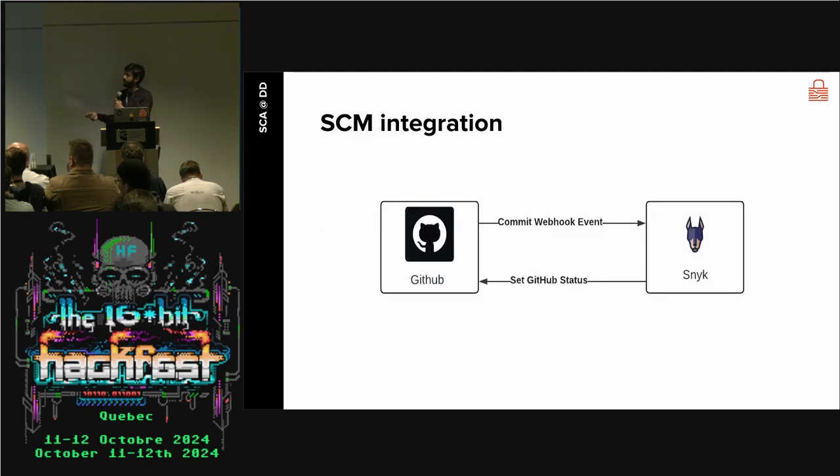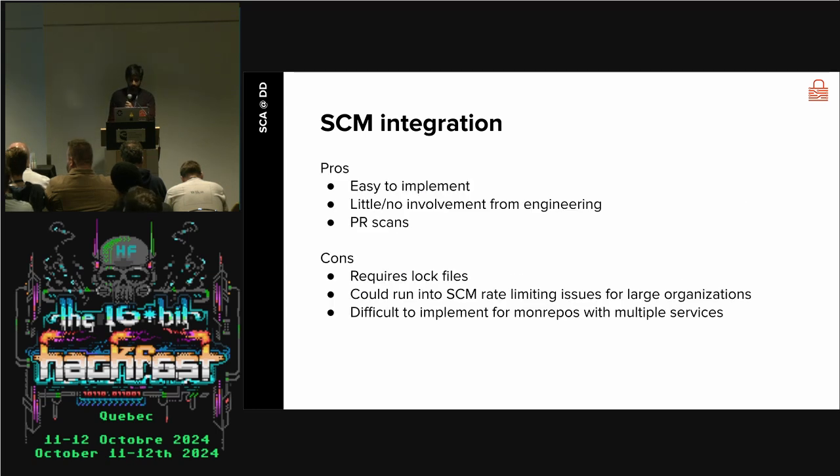The second approach that we considered is an SCM integration. So in this case, the vendor will integrate with your SCM, GitHub in our case, listen to some commit events, and asynchronously scan the code on their end. And if they detect any vulnerabilities that violate our security policy, they can set a GitHub status on the PR and try and block the PR, right? Again, this has some advantages. It's easy to implement, and now we have PR scans, so we have a way to close those floodgates to prevent new issues from entering our code base.